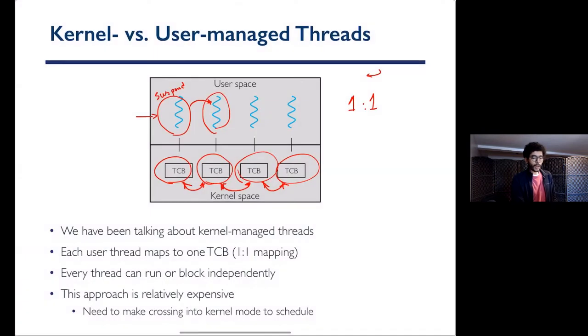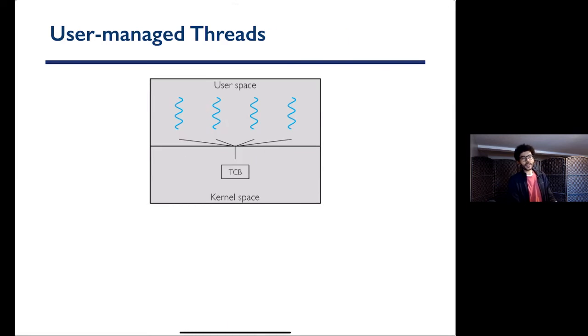So in this model, we're relying on the kernel to do the context switching, to do the scheduling. And this means that the kernel is going to add its overhead. And that overhead is basically changing the mode, pushing those registers to the kernel stack and then popping them and all of that. That takes time. Now, an alternative to this is user-managed threads.